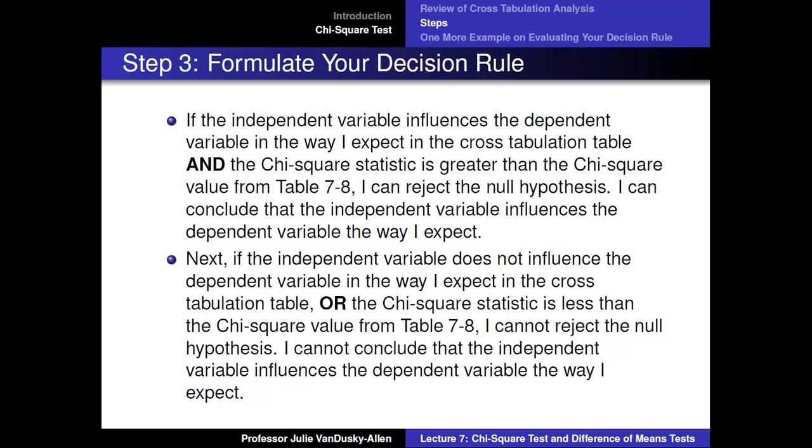Next, if the independent variable does not influence the dependent variable in the way I expect in the cross-tabulation table, or the chi-square statistic is less than the chi-square value from table 7-8, I cannot reject the null hypothesis. I cannot conclude that the independent variable influences the dependent variable the way I expect.